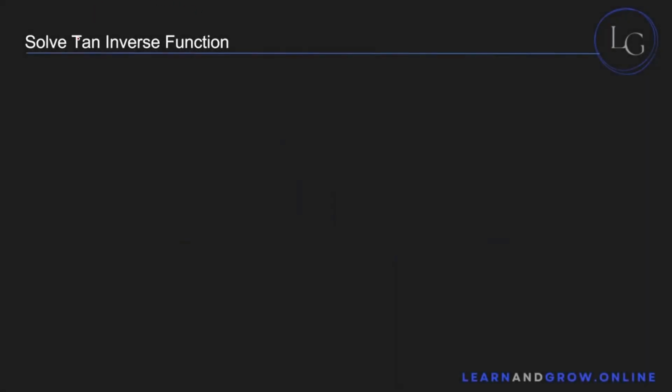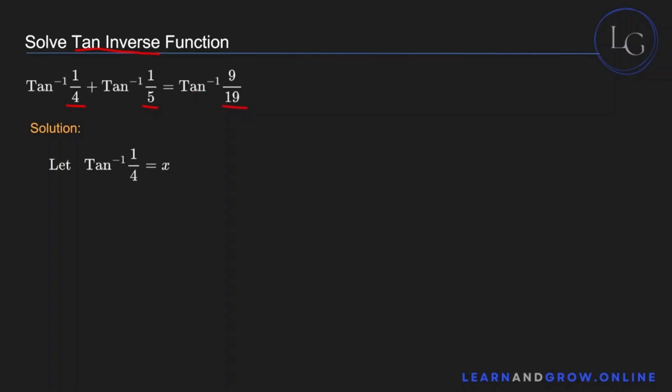Now let's see how you can solve the tangent inverse function. So it says we have to prove that the tangent inverse of 1 by 4 plus the tangent inverse of 1 by 5 is equal to the tangent inverse of 9 by 19. Let's prove this. So let's suppose that tangent inverse of 1 by 4 is equal to x, right? So tangent of x is equal to 1 by 4. Now again, similarly for tangent inverse 1 by 5, let's suppose that's equal to y. So tangent of y is equal to 1 by 5.